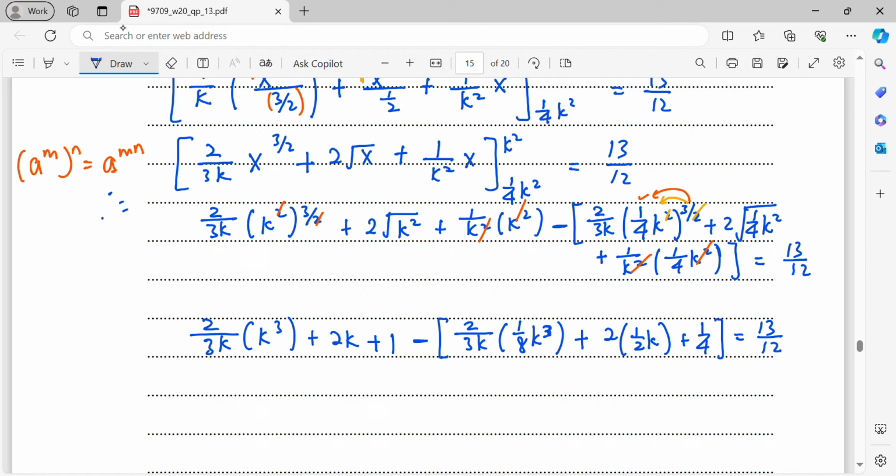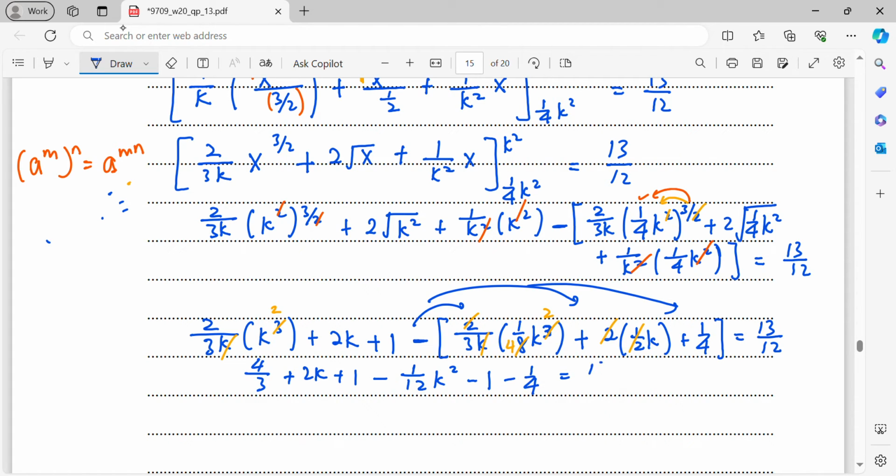Alright, so from here, open all the brackets. Or before that, you can further simplify. This k and k cubed, left k squared. And again, this is k squared. The 2 and half cancel. Okay, so here, 2 and 8, I will get 4 over here. So now I will be getting 4 over 3 plus 2k plus 1. This minus bring in to all the terms. So I will get negative, this is basically 1 over 12k squared. Then the minus times 1 is minus 1. Minus times half, 1 over 4 is negative 1 over 4. Equals to 13 over 12.